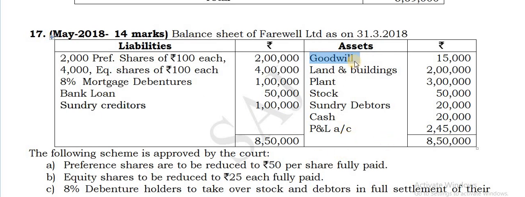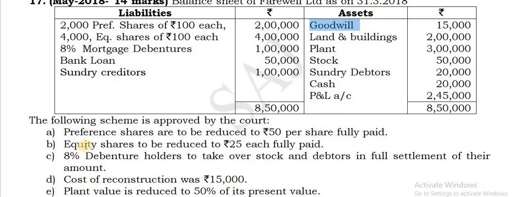Give a credit to and debit capital reduction account and give a credit to goodwill account and profit and loss account there in the last entry. Preference shares are to be reduced to 50 each. So 50 is foregone and 50 rupees is what it is being reduced to.